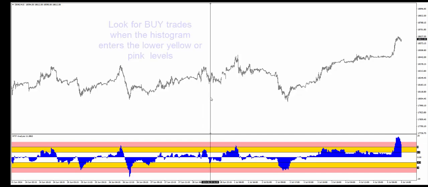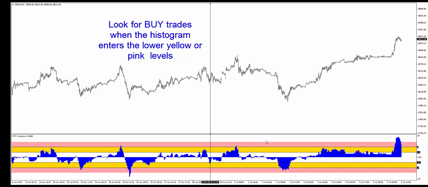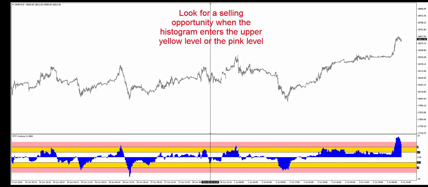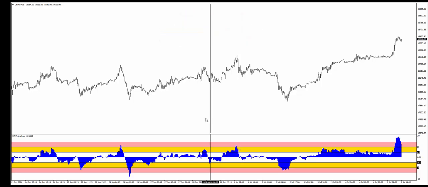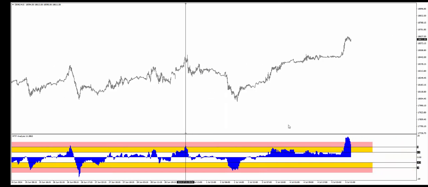It's extremely good. You want to be buying, or certainly looking for a buying opportunity, when the histogram is in the yellow area, and you should be looking for a selling opportunity when the histogram is in the upper yellow area. Now it does also go into the pink levels, and you can see here that that pink level was an excellent top at that position, and now we are actually sitting. We've moved through the yellow area and we've moved through the pink area, and we're now at an extreme.